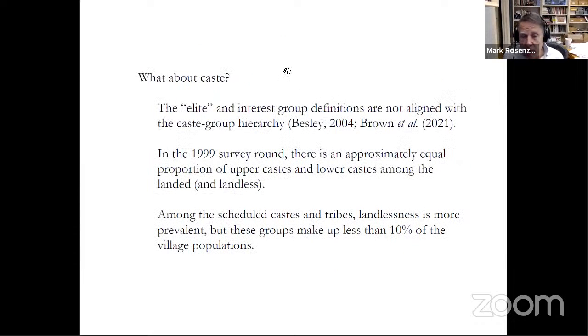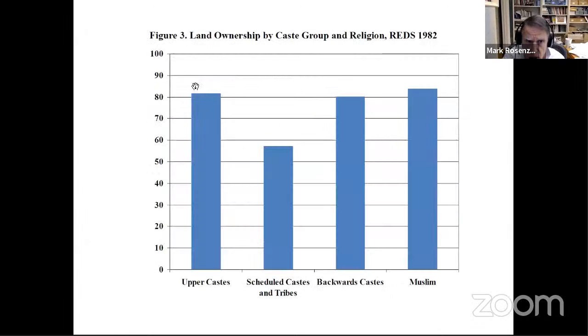Now, what about caste? We're talking about India. Okay, so the earlier studies that looked at this are claiming that interest group definitions and who's elite is not aligned at all with the caste group hierarchy. But we can even look at that in the data. Okay, so this figure shows the fraction of landed households by the caste groups and by religion.